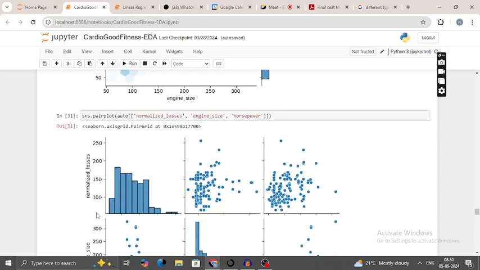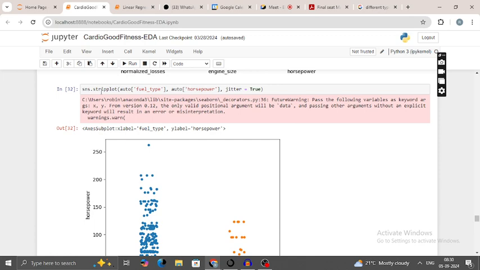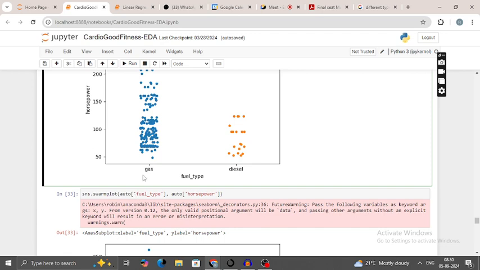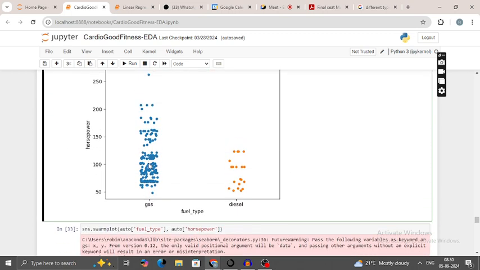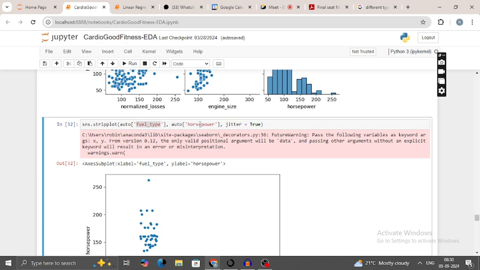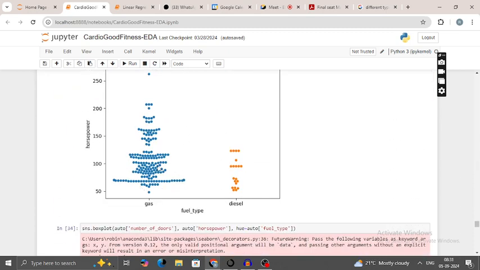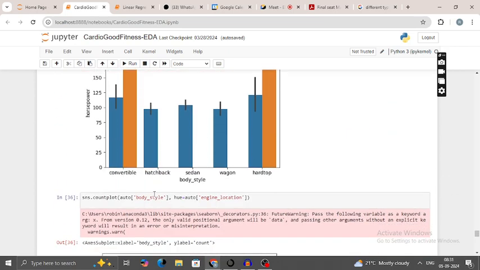This is the pair plot, already you know. Some other plots like you have the strip plot, if you want a different design, in the form of strips. Fuel type, gas, diesel. In the fuel type you have two types: diesel vehicles and the vehicles running on gas, versus the horsepower. This is the table name, auto is the table name, and this is the column name, horsepower. So strip plot, swarm plot, this will be in the form of swarm. Box plot, the normal box plot you already know. So all these things you can explore, guys.